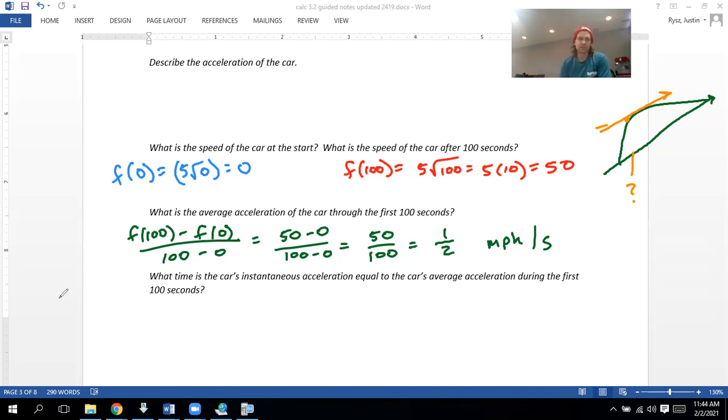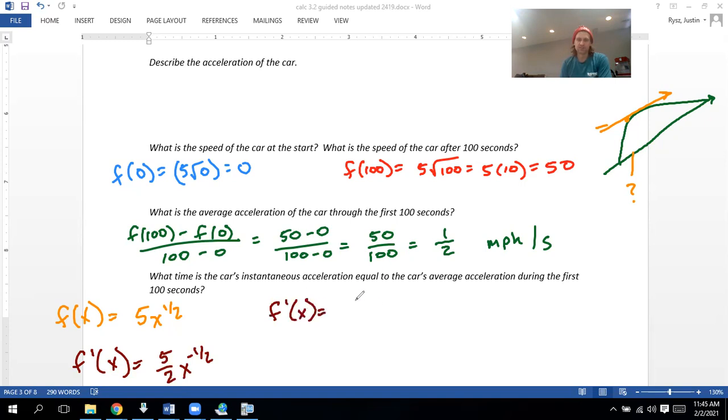So what we need to do is take the derivative of the equation. If we remember, the function was 5 radical x. Let's change that to 5 x to the 1/2 power. So the derivative is 5 times 1/2, which is 5/2 x to the negative 1/2 power. That means the derivative in a nicer format would be 5 over 2 radical x. All right, so we want to figure out when this equals the average, which is 1/2.